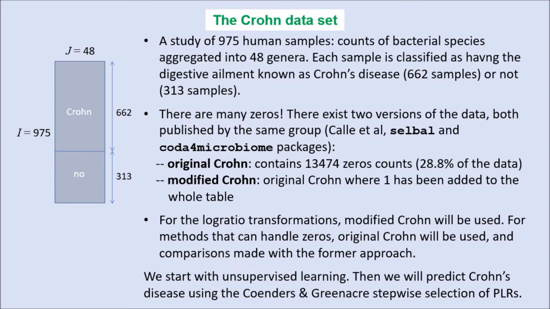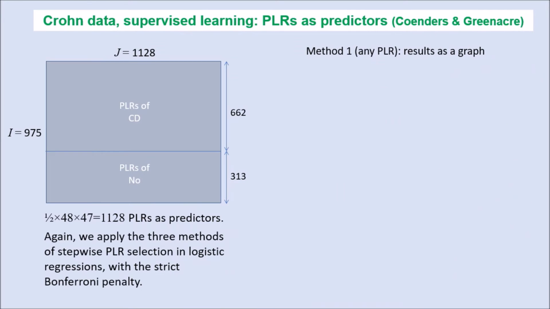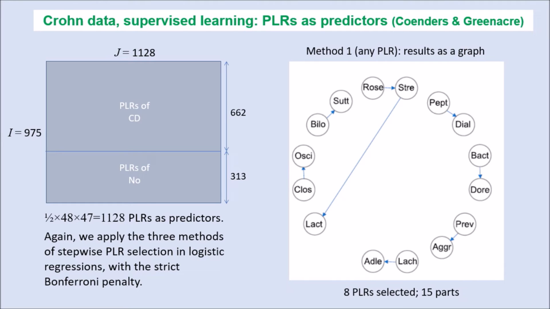The LRA of the modified Crohn dataset shows a clear distinction between the Crohn group and the non-Crohn group, practically on the first dimension. So any log ratios that link pairs left to right would likely be distinguishing the groups. Now, for supervised analysis, predicting Crohn using logistic regression, the three ways of Koenders and Greenacre are implemented for stepwise choice of log ratios. First, choose from any of the 1,128 possible pairwise log ratios.